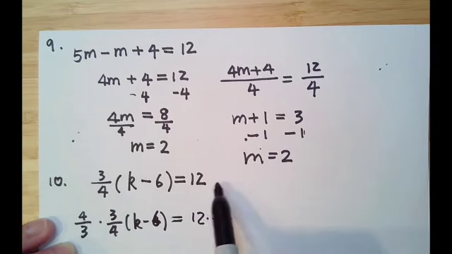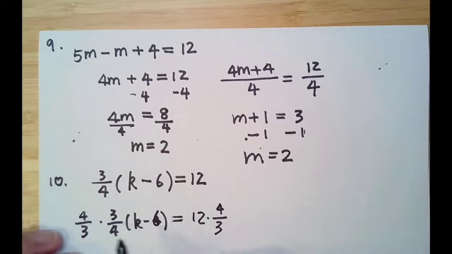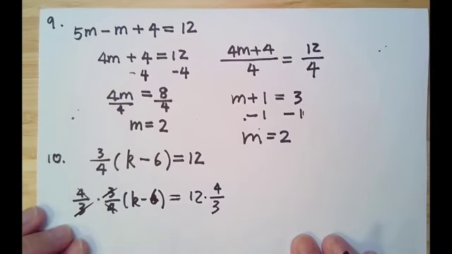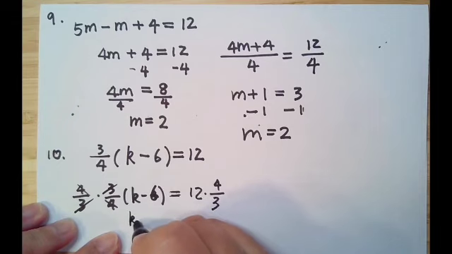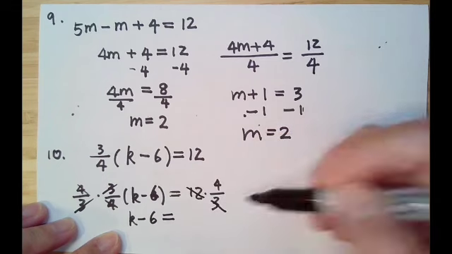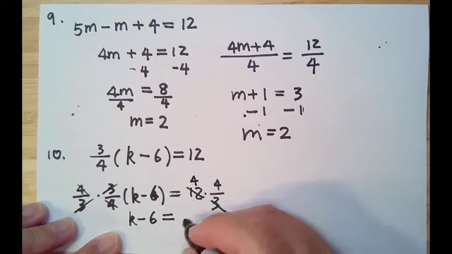Again, don't keep writing equal, okay? They're not equal because you're changing the value, but you get the equivalent equation. So the reason you want to multiply by this reciprocal is because you want to get rid of that. And you only have k minus 6 left. And the right side, 12, you cross out with this 3. You have a 4. And 4 times 4, that is 16.